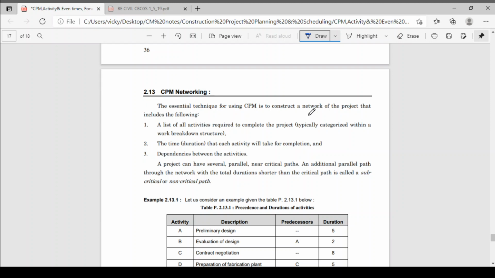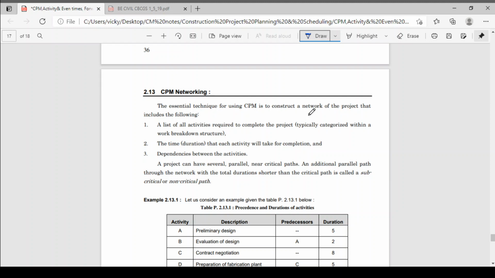The list of all activities required to complete that project. Then time duration of each activity for completion. You should know the time duration required for each and every activity. Then dependencies between the activities, means logical relation between the activities. These three things you should know. First, list of all activities to complete that project, then time required for each and every activity. Then third one is the dependencies between all activities.